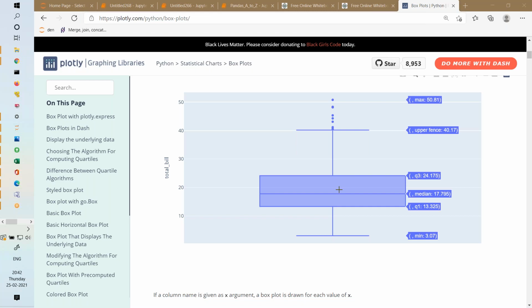So for the median, 50% of the people ordered food or total bill is less than 17, and 50% total bill is greater than 17. First quartile, 25% of the people ordered food less than 13, 75% above 13. Q3, 75%, is 24. Now what is the upper limit? Upper limit is 40.17 and lower limit is 13.325, right?